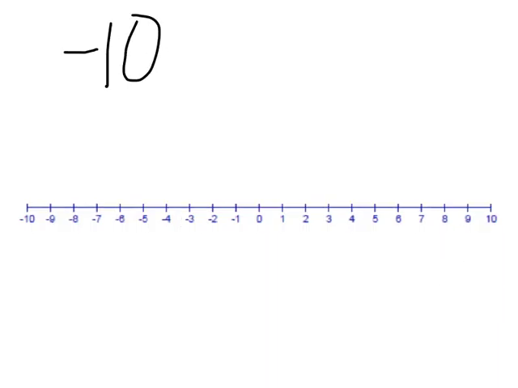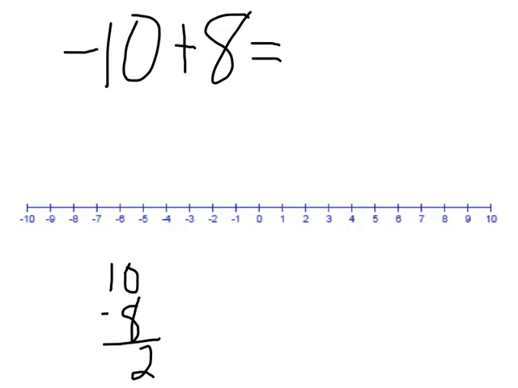Let's say I have -10 plus 8. Well, this is already an addition problem. So since my signs are different, I'm going to subtract and keep the sign of the larger number. So 10 minus 8 is obviously 2. Keep the sign of the larger number, which is 10, so this is negative 2.